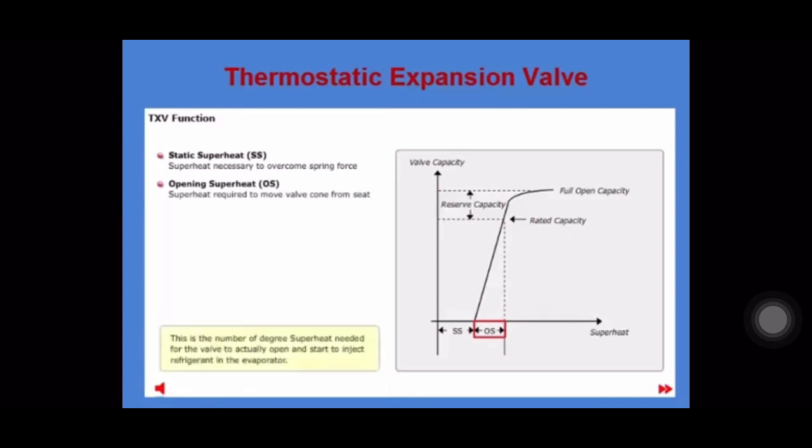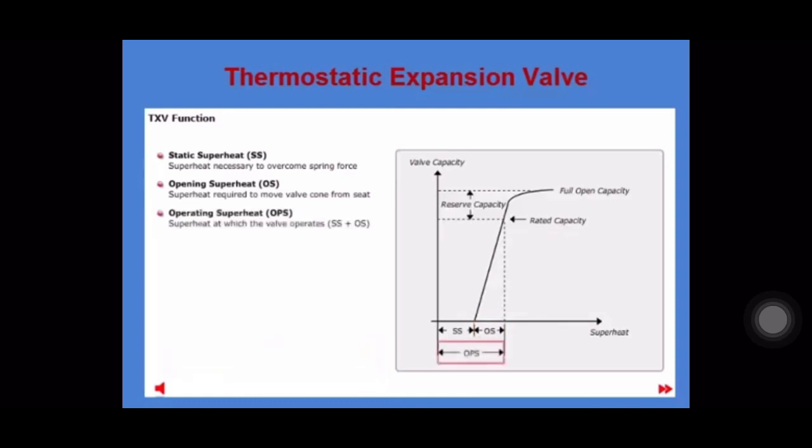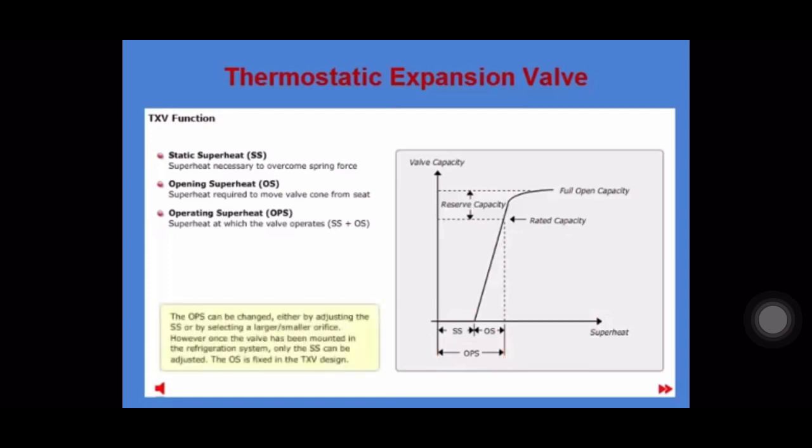This is the number of degrees of superheat needed for the valve to actually open and start to inject refrigerant into the evaporator. The combination of the two superheat values is referred to as operating superheat, or OPS, or total superheat. This value is what the customer or fitter can measure on their refrigeration system. The OPS can be changed either by adjusting the SS or by selecting a larger or smaller orifice. However, once the valve has been mounted in the refrigeration system, only the SS can be adjusted. The OS is fixed in the TXV design.